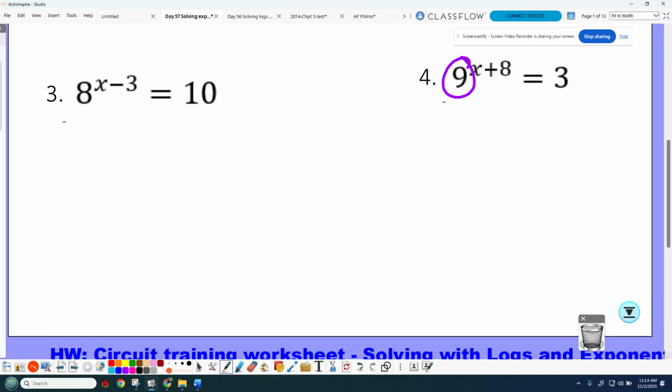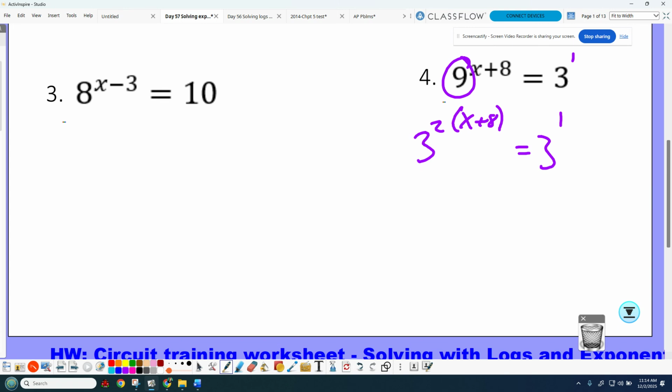No, don't change base. Make it, like, this is 3 to the first. 9 is 3 to what power? 2. Okay, 3 to the 2, and raising that all to the x plus 8.